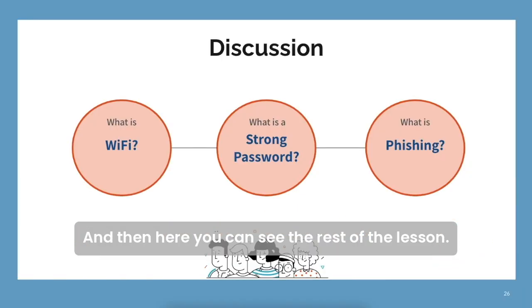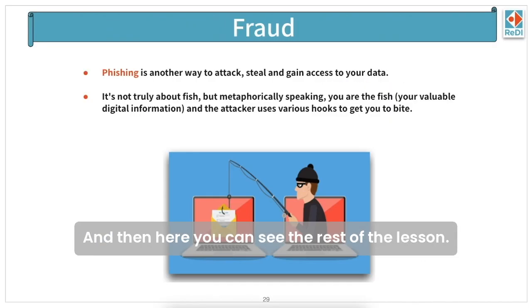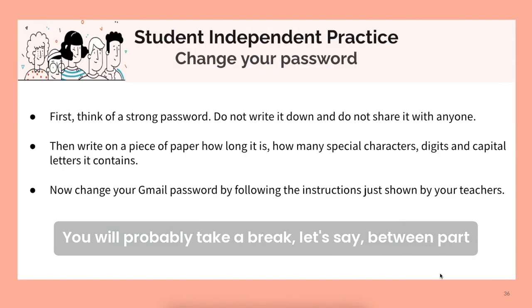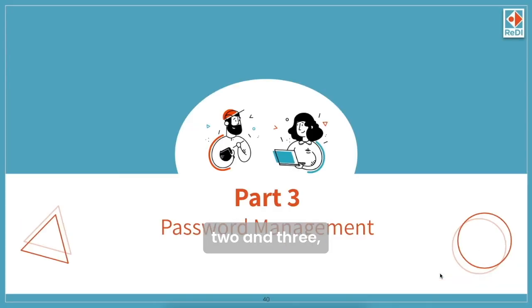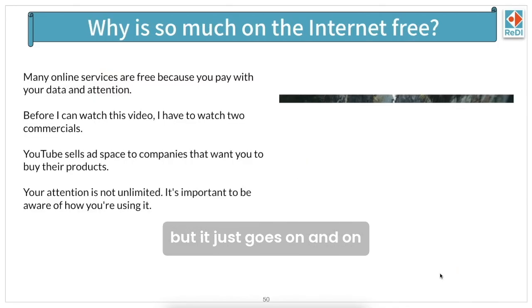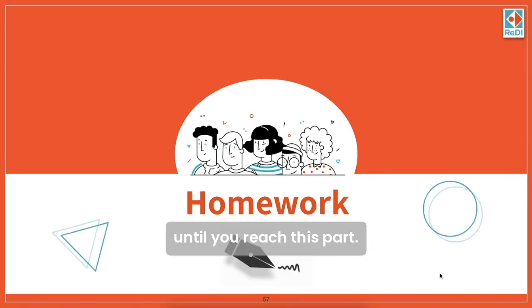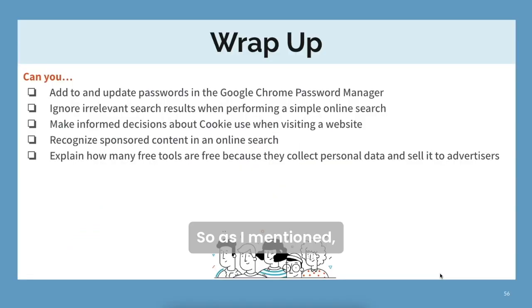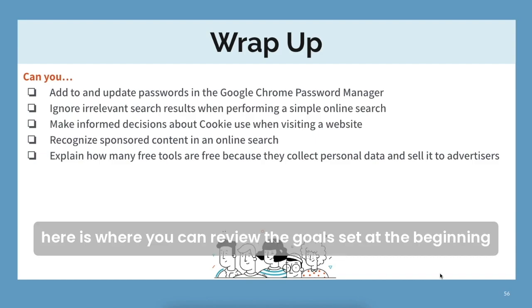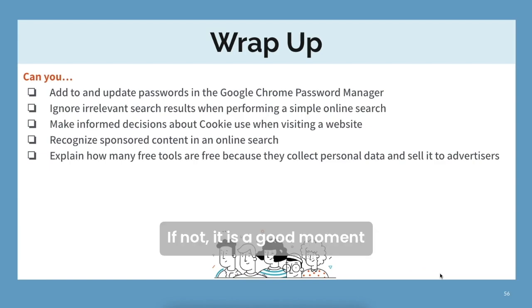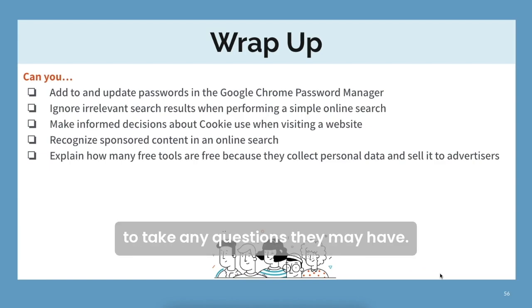And then here you can see the rest of the lesson. It just goes through part 2. You will probably take a break, let's say, between part 2 and part 3. But it just goes on and on until you reach this part. So, as I mentioned, here is where you can review the goals set at the beginning and make sure students have achieved them. If not, it is a good moment to take any questions they might have.